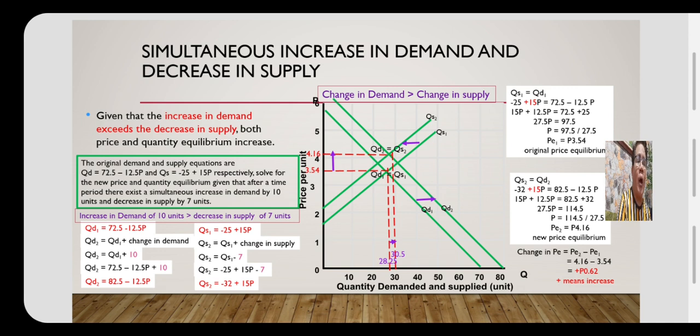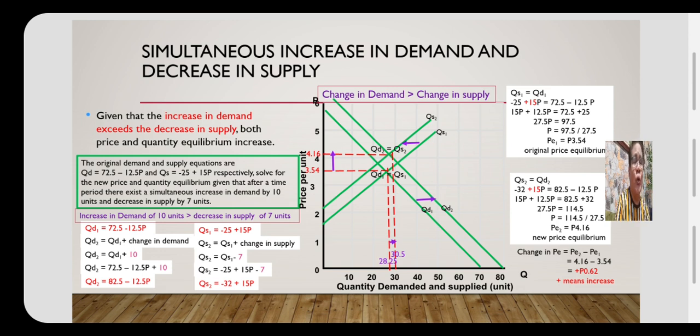Bringing those terms with p to the left side of the equality sign and the whole numbers to the right side of the equality sign, we now have 15p plus 12.5p is equal to 82.5 plus 32. And solving for p now, we can have 114.5 divided by 27.5. So the quotient now of 4.16 represents the value of the new price equilibrium.